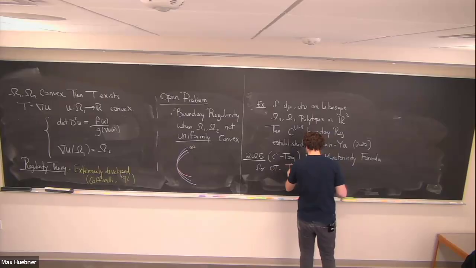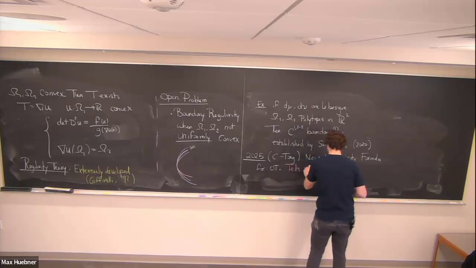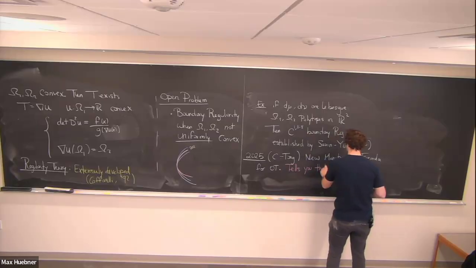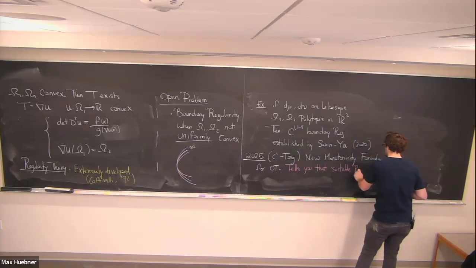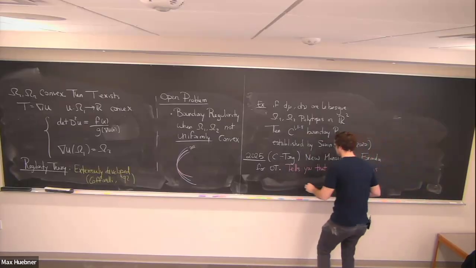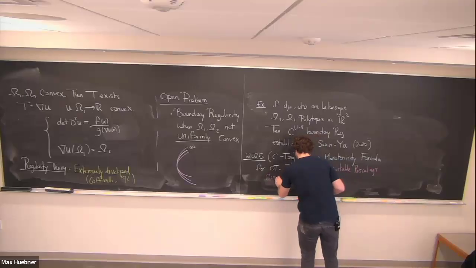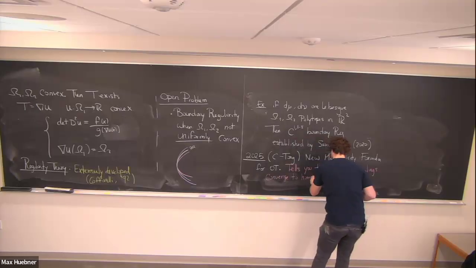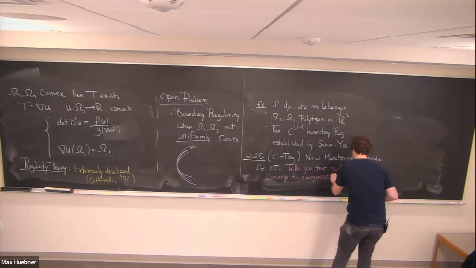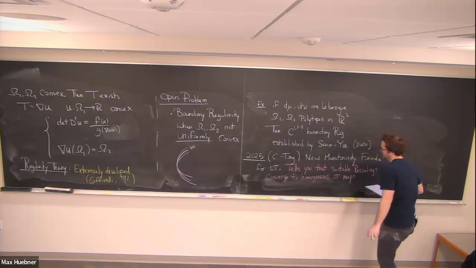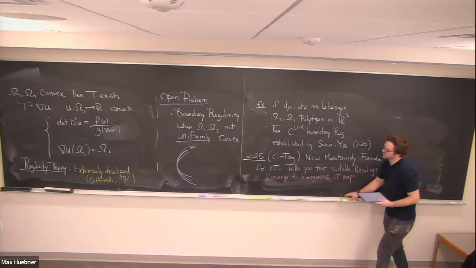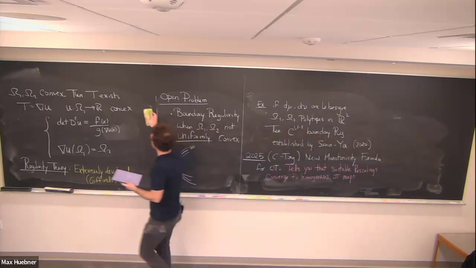tells you that suitable rescalings actually converge. I'll draw a picture in a second. Suitable rescalings converge to homogeneous optimal transport maps. So is it like a tangent? Oh, no. Exactly, yeah. Right, so why is this useful?